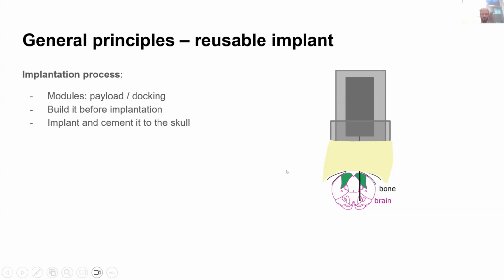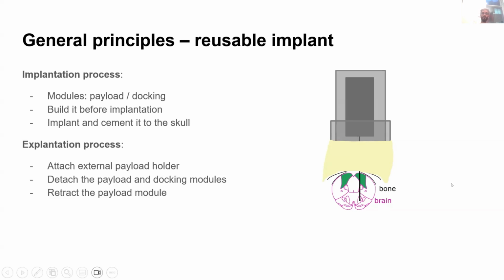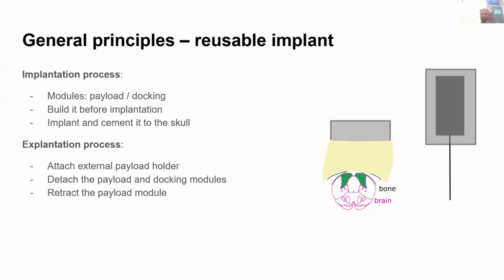It's only the docking module. And once you're done with your experiment, you can record for months, whatever you want. You can explant the probe, and usually you come with an external device. You attach it to the payload holder, to the payload module, sorry. And then you detach the payload module from the docking module. Okay, so if it screws, you will just unscrew that, and then you retract the payload module.